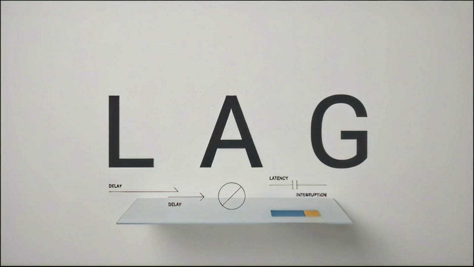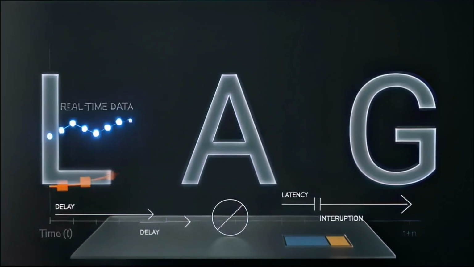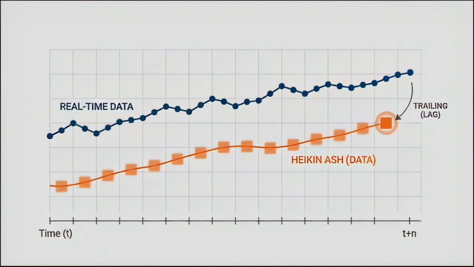And there is a second cost, which is lag. Smoothing works by carrying the past forward, so a Heikin Ashi chart is always a little behind.